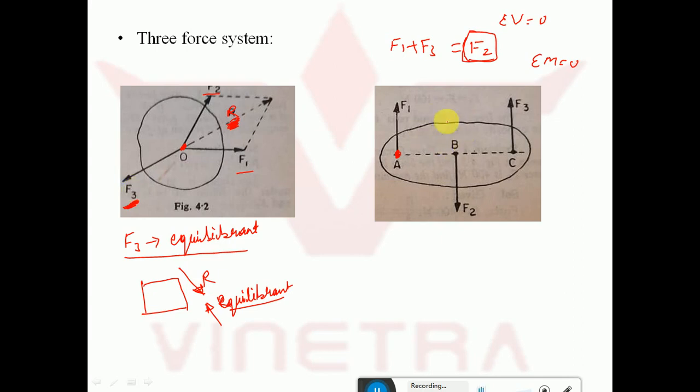If the 3-force system is non-concurrent as shown here, then the summation of F1 and F3 should be equal and opposite to F2, and the moment produced by all these three forces is equal to 0. Then only the system of forces is in equilibrium. Otherwise it will not be in equilibrium.